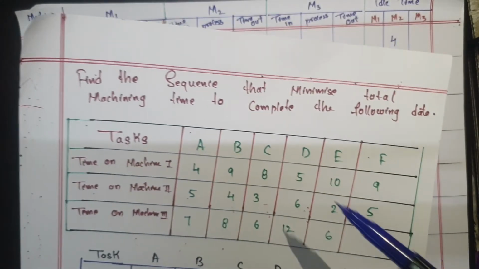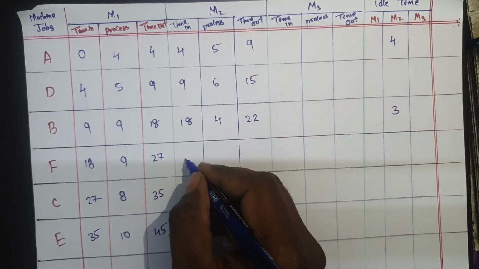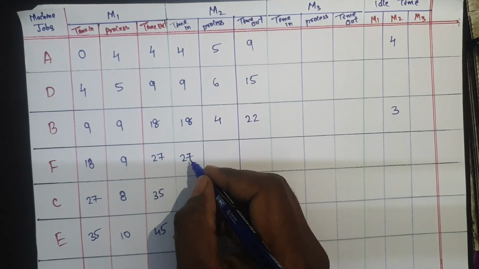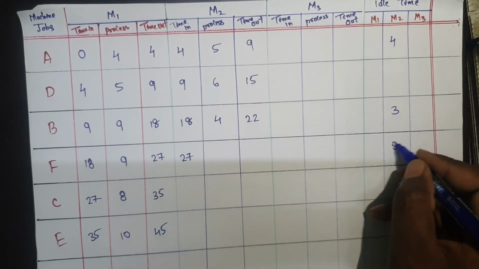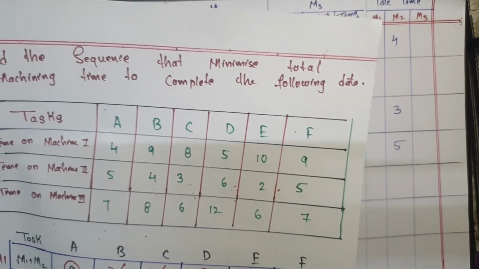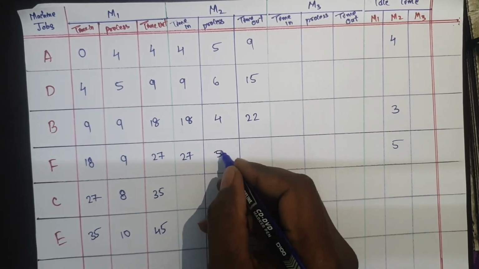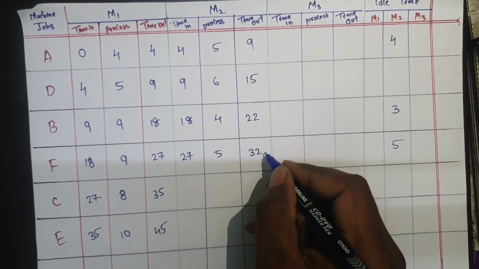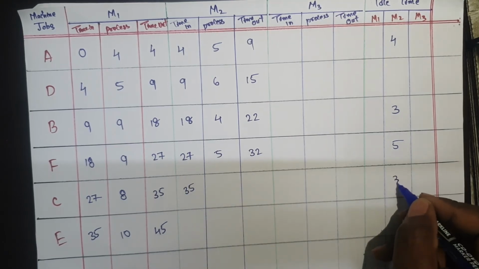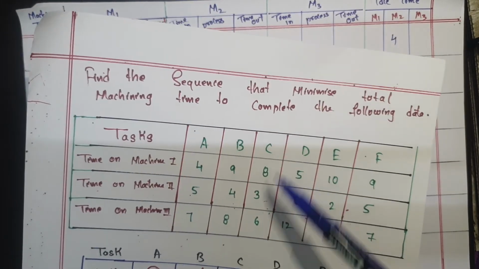Then in B, what is the value? 4. If you write here 4, how much are you getting? 22, but 22 you can't transfer here, because here the higher value is 27. The difference of these two, how much is it? 5. You can write 5 here. After that in F, what is the value here? 5 is there. If I write 5 here, how much is this? 32, but 32 I can't transfer here. What is the value here? 35. So, how much difference is there? 3. You can write that 3 here. Then in C, what is the value?